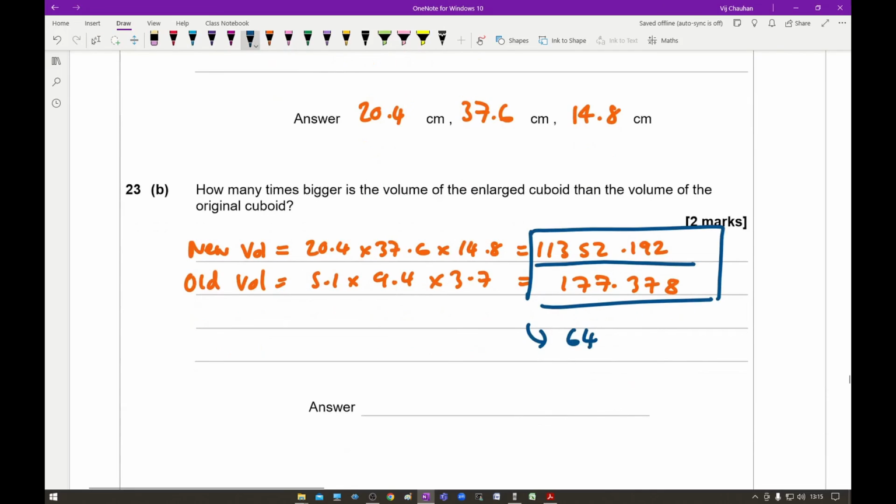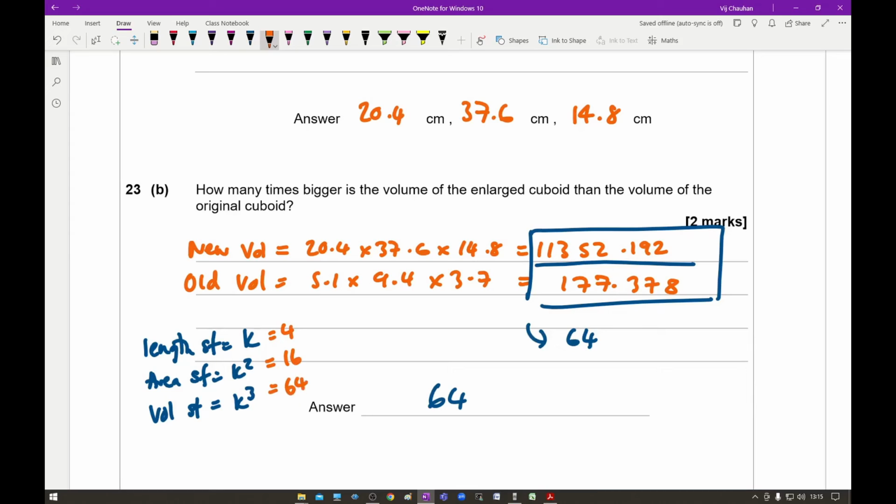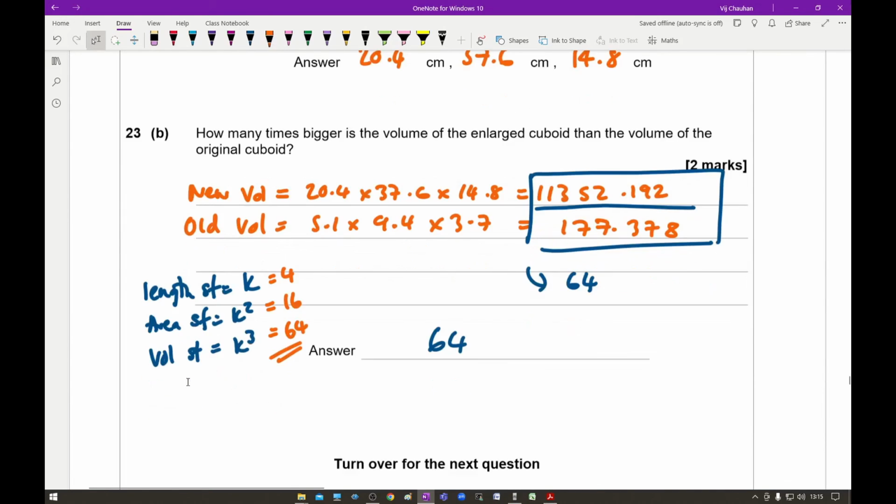And again, there are different ways in which you can do this. If you've been taught similar volumes and areas, we know that if the length scale factor is k, then the area scale factor is going to be k squared, and the volume scale factor is going to be k cubed. Now in this case, the length scale factor equals 4. So k squared is going to be 16 and k cubed is going to be 64, and that also would be a valid way to work out how much bigger the enlarged cuboid is to the original cuboid.